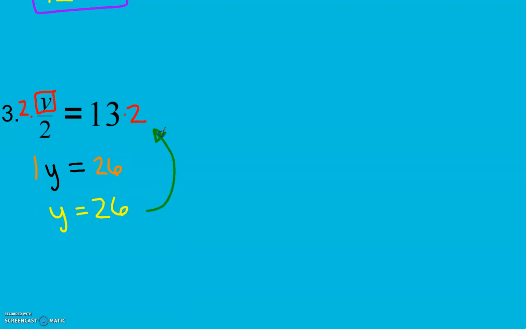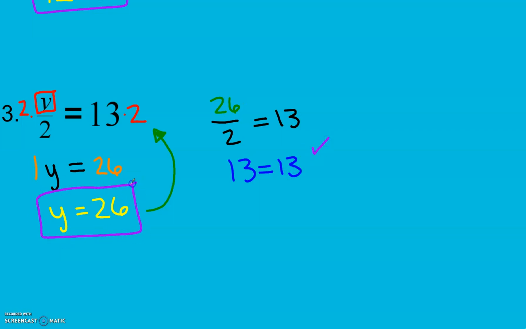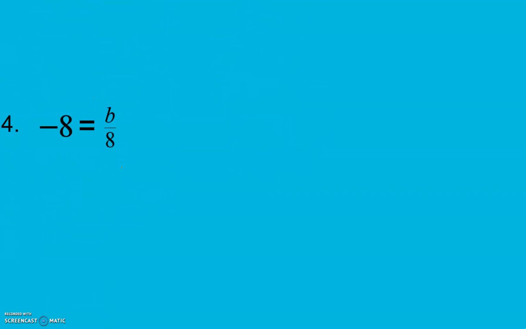We want to check to see if we're right, so we plug it back into that original equation. Instead of having a y here, I have 26 divided by 2 equals 13. And this is what we're checking to see if it's a solution or not. 26 divided by 2 is 13. And I get 13 equals 13, which is true. So our solution is correct.